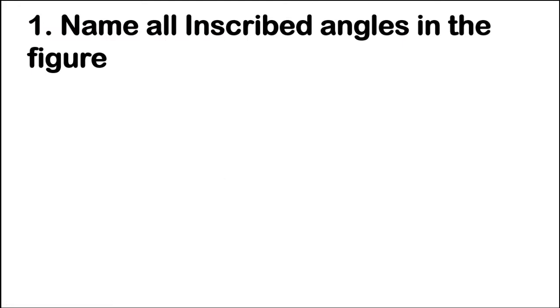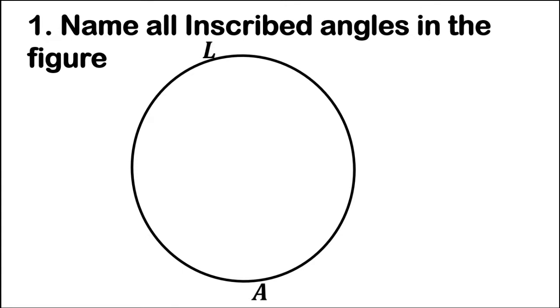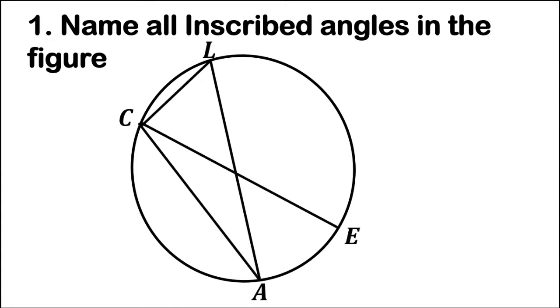Let's have an example. Name all inscribed angles in the figure. Sorry, it moved. Okay. Let us name all inscribed angles in the figure. The way to find the angles more easily is to focus on one vertex first. Say, for example, L. Focus on L first. If you use vertex L, which sides contain point L? So, CL and AL. Okay? So, that is the angle formed.